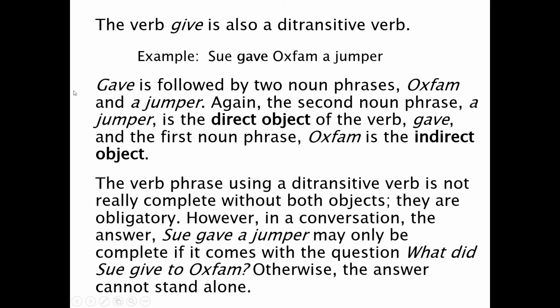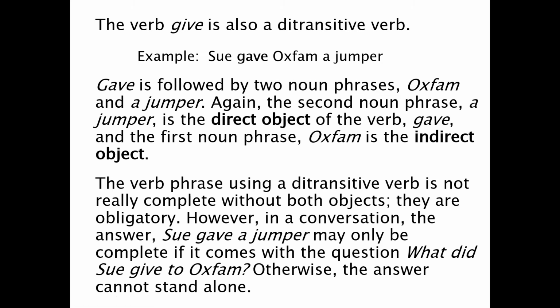The verb gave is also a transitive verb. Examples: Sue gave Oxfam a jumper. So Oxfam is the beneficiary. So a jumper was given to Oxfam, and we can say Sue gave a jumper to Oxfam. So a jumper is the direct object and Oxfam is the indirect object.